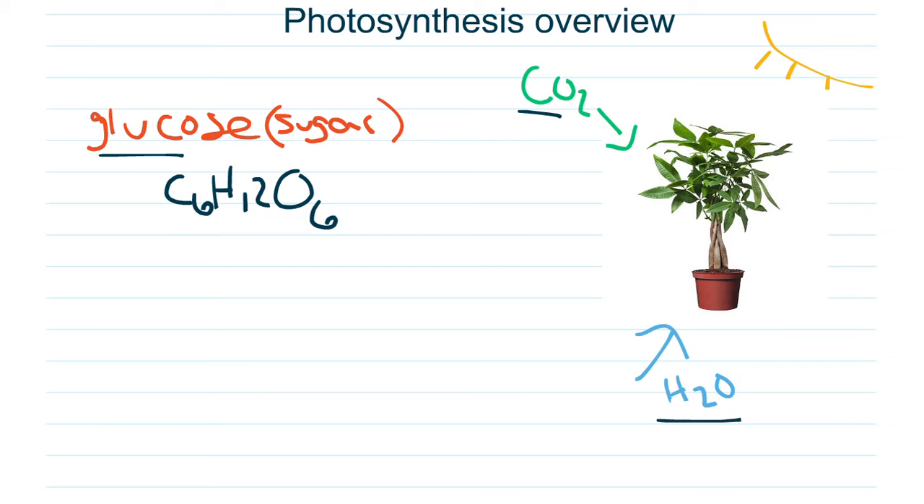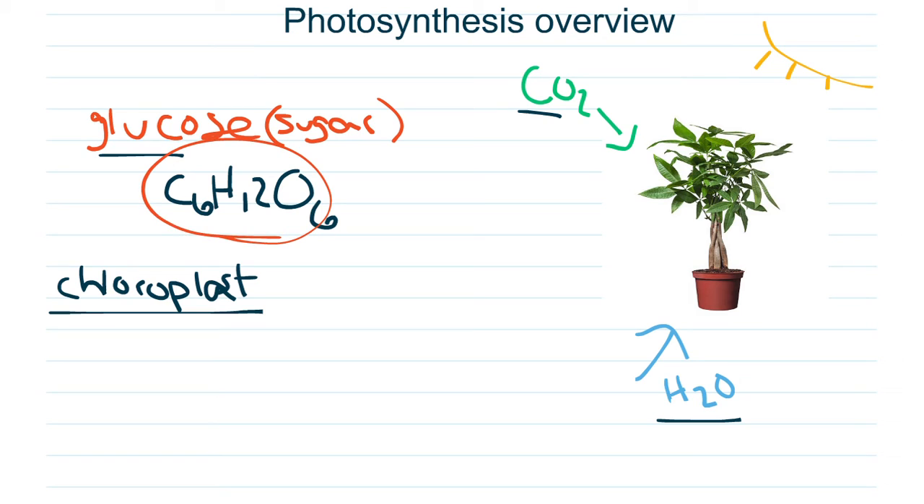Now, a big misconception is that photosynthesis produces energy for the plant. That's just not true. Remember, photosynthesis takes place in the chloroplast. Photosynthesis only creates food for the plant, it does not break it down.